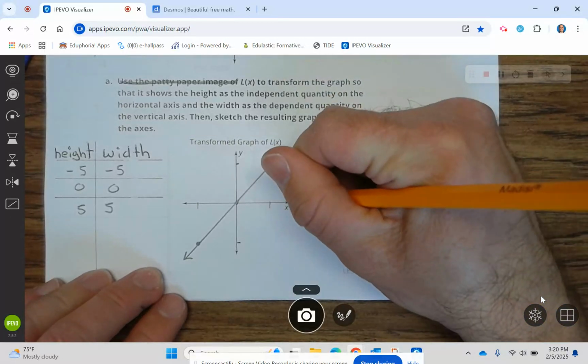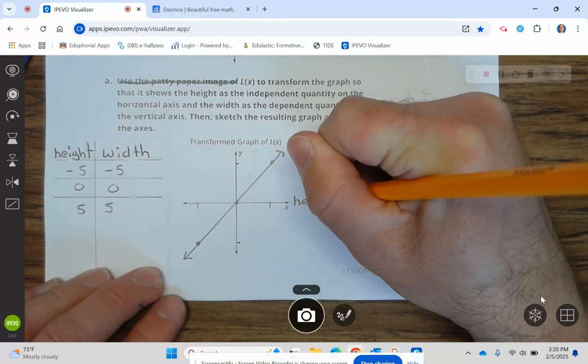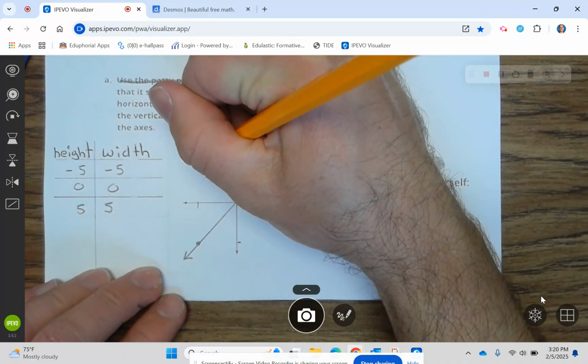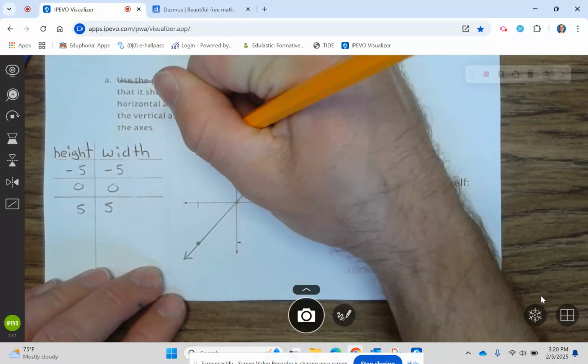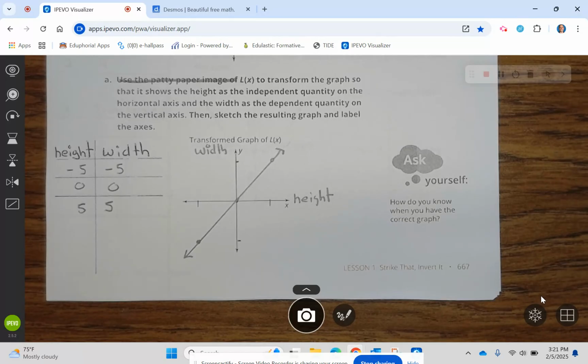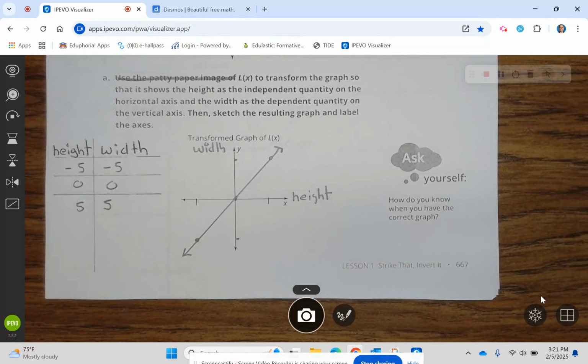And then this is now the height, and this is now the width. Okay, go and finish up that graph and table. All right, let's take a look at the next page.